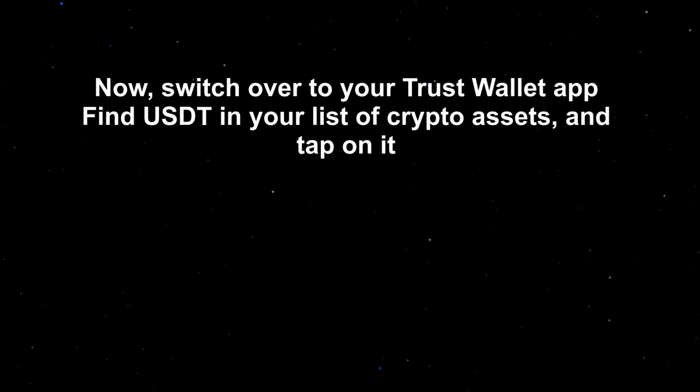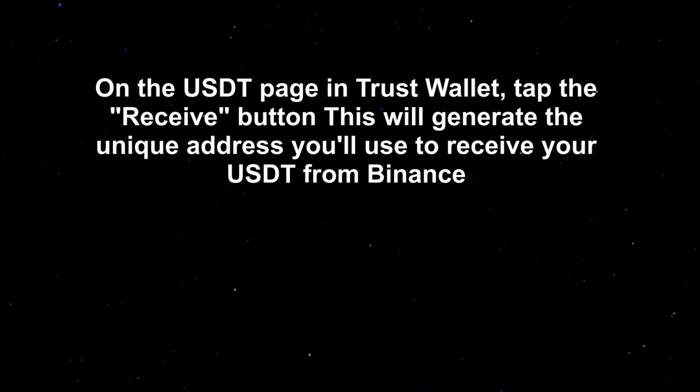Now, switch over to your Trust Wallet app. Find USDT in your list of crypto assets and tap on it. On the USDT page in Trust Wallet, tap the Receive button. This will generate the unique address you'll use to receive your USDT from Binance.